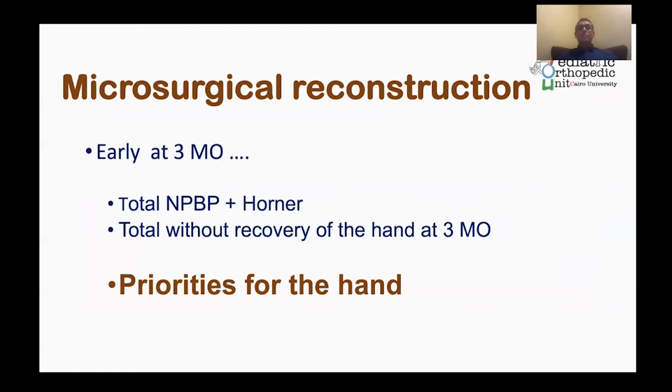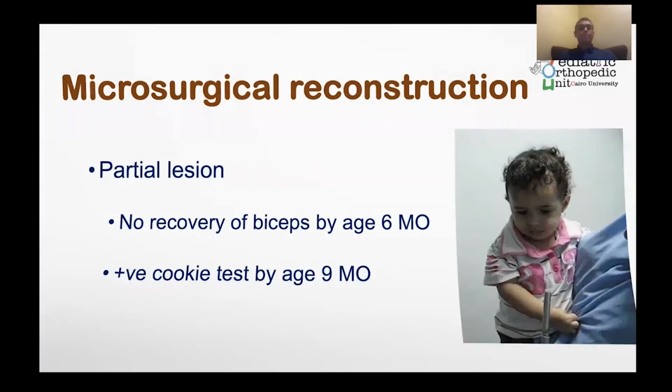Microsurgical reconstruction is indicated very early when we know there is a very poor prognosis, during the first 3 months of life in case of total neonatal brachial plexus palsy plus Horner syndrome, or total injury without recovery of the hand by the age of 3 months. The priority in microsurgical reconstruction is for the hand. This is not a case of adult brachial plexus palsy where the priority goes to the elbow and the shoulder. In neonatal brachial plexus palsy, the priority is for the hand, because there is a very little window for secondary reconstruction for hand paralysis.